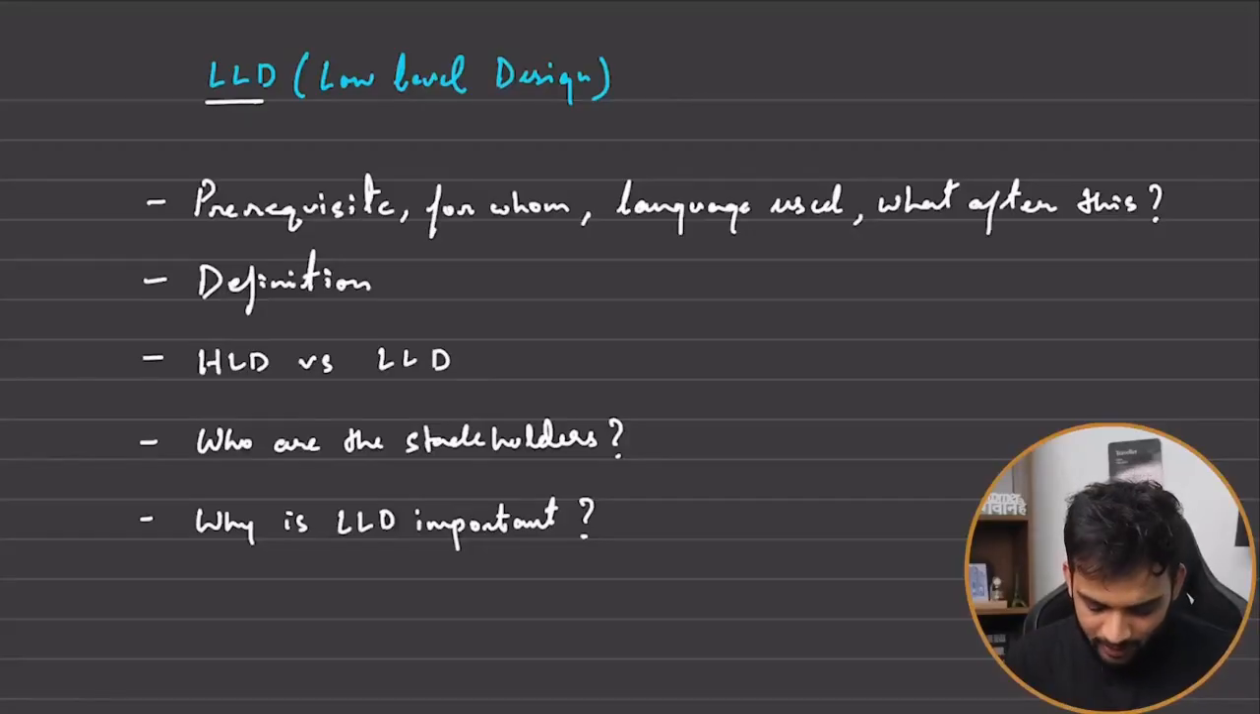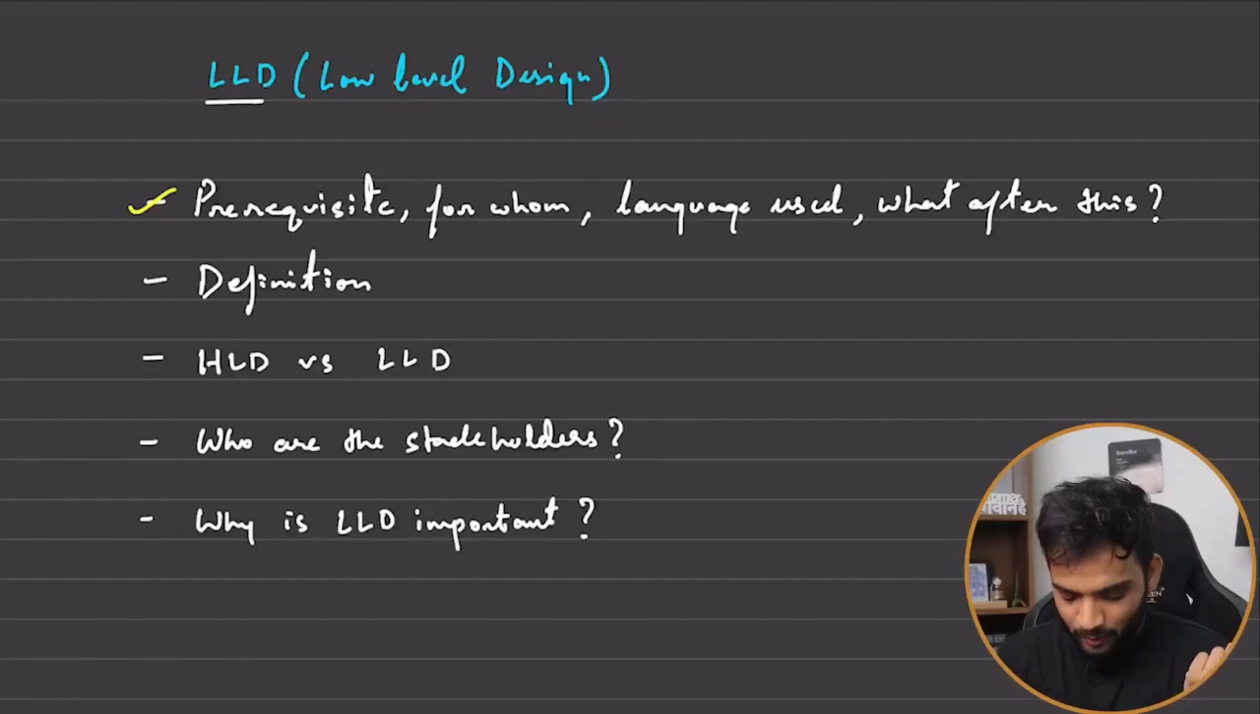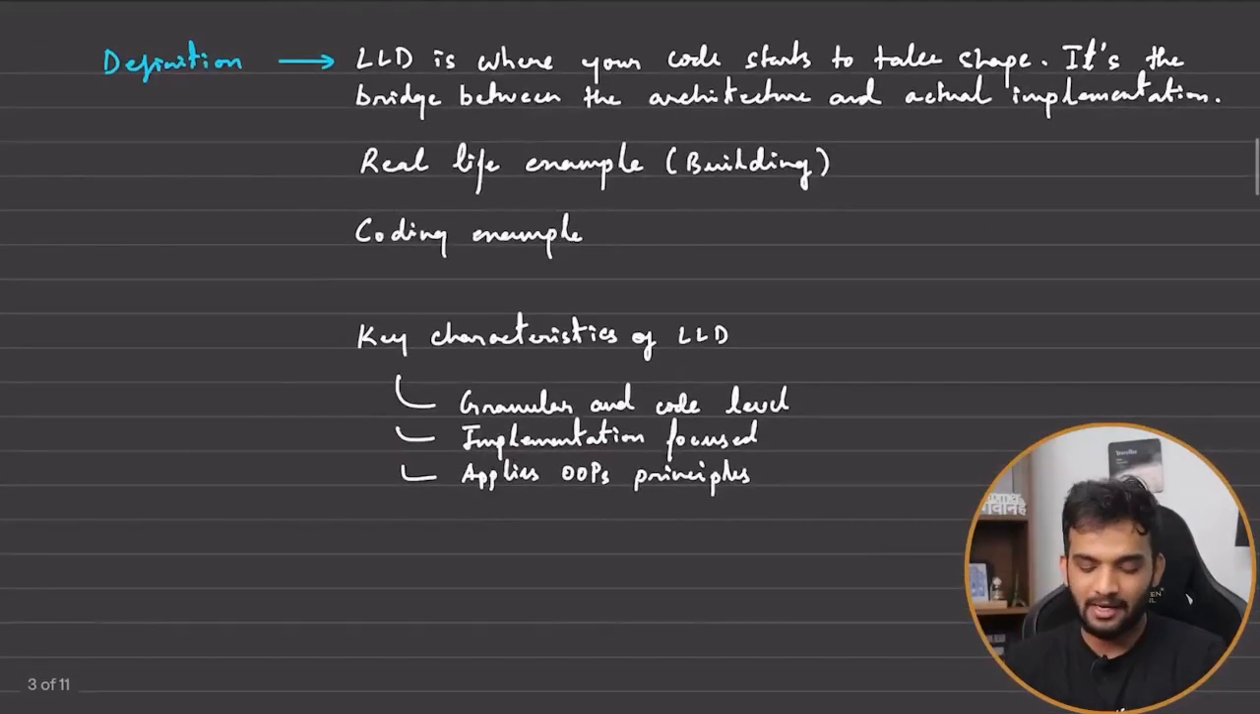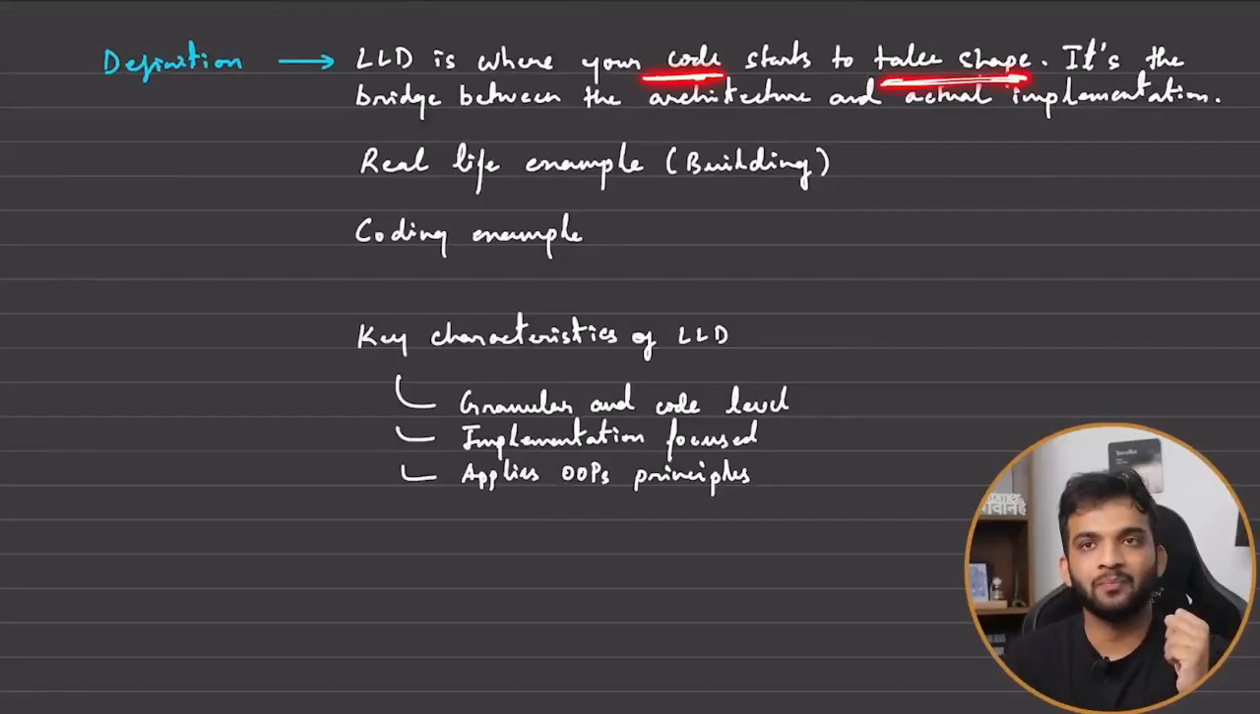Perfect. So we are done with the first question that we had in our mind. Next question. Hey, what is the formal definition? You told us a definition, but again, what is a formal definition of low-level design? Let's understand. Now, low-level design is nothing but where a code starts to take shape.